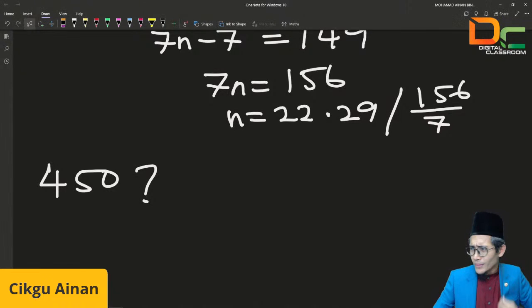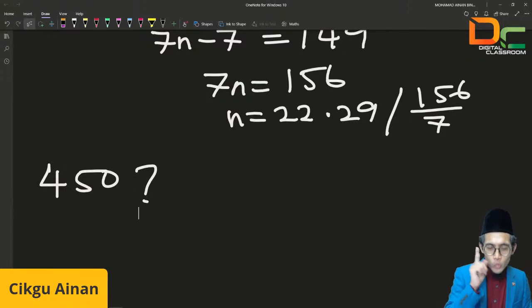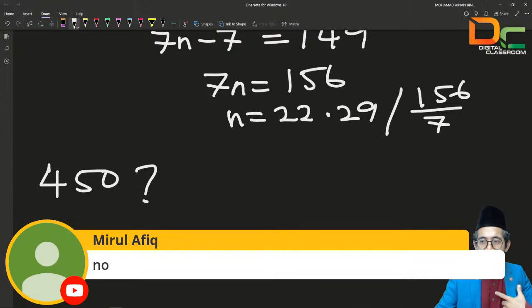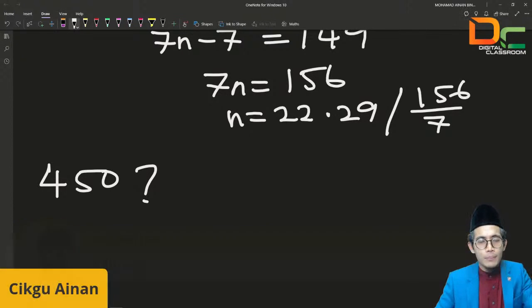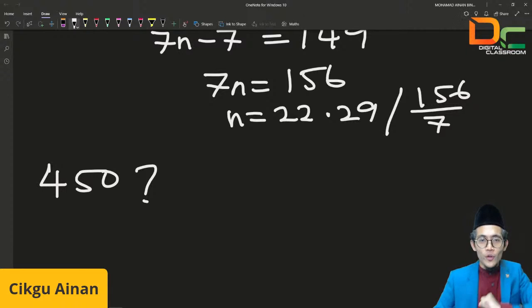Alhamdulillah. Not belong. Bagus. Azahani. Not belong in the sequence. Because why? Because as we agreed before, n is the number of sequence. The number, bilangan. The number of term. Bilangan sebutan. So when we say the number of, it must be countable. Boleh kira dengan jari. 22.2 you cannot count with your finger. If you can, something wrong with your finger.